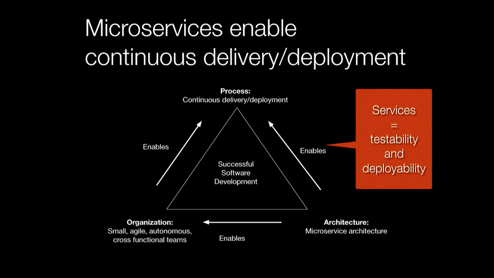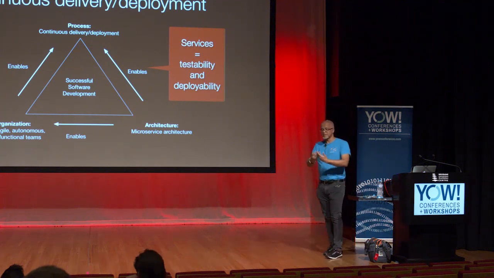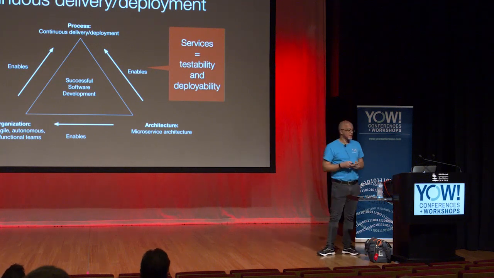And this architecture also gives you the testability. One of the key foundational techniques of DevOps or continuous delivery is automated testing. And in order to do automated testing, you need an architecture that is testable. And the microservice architecture is exactly that.